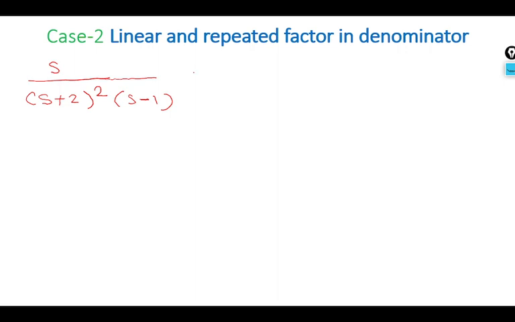This is the fraction we are given. We can write the partial fraction for it as a upon s plus 2, plus b upon (s plus 2) squared, plus c upon s minus 1. Now, what is the best way of getting these coefficients? A few of the coefficients you can get by the shortcut method, and a few by the substitution method. You can use a combination of the two also.